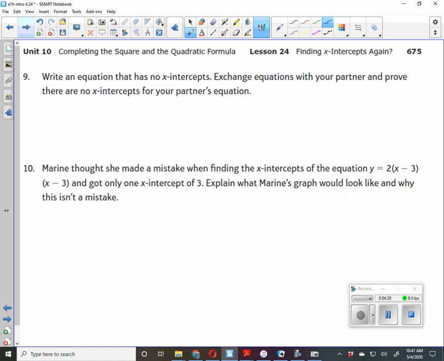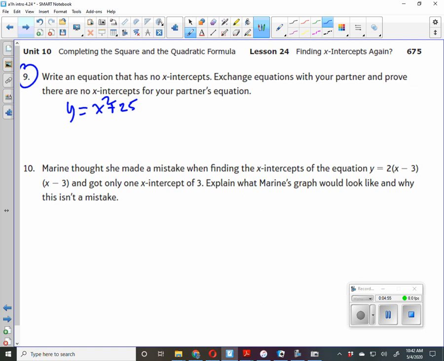Number 9 says, write an equation that has no x-intercepts. Well, we know that y equals x squared minus 25 is this thing called a difference of squares, and it has a solution. What happens if this is plus 25?